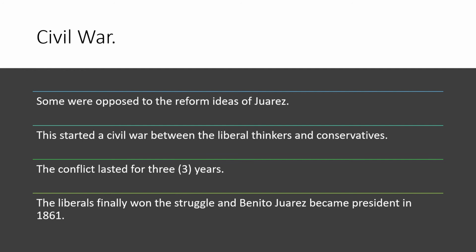Now, some were opposed to the reform ideas of Juarez. This started a civil war between the liberal thinkers and the conservatives, and the conflict will last for about 3 years. Now, the liberals will finally win the struggle, and Benito Juarez will become president in 1861.